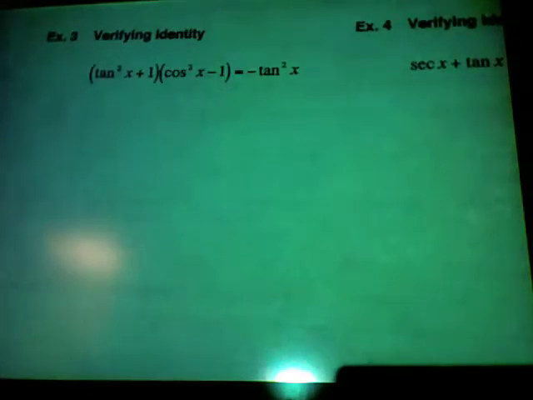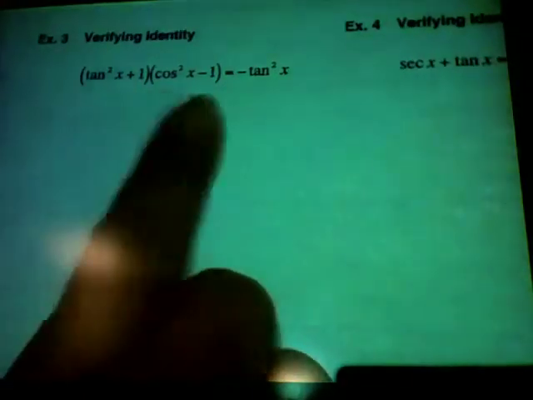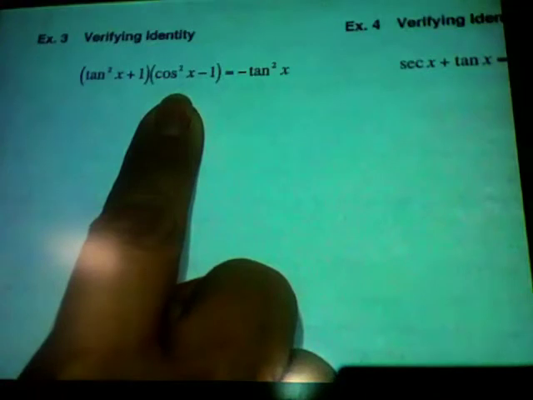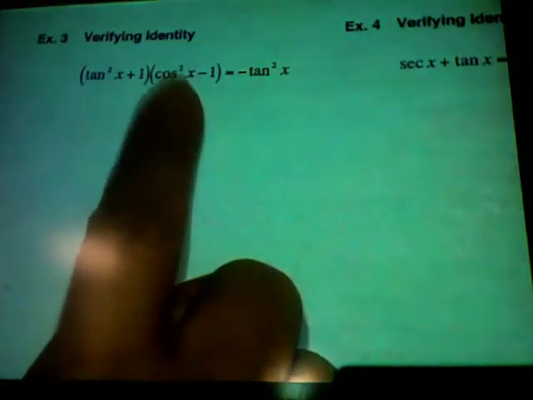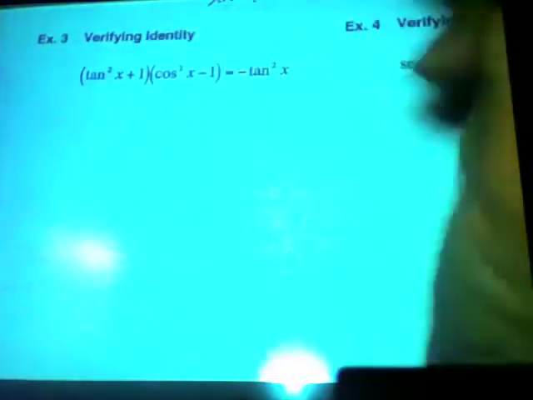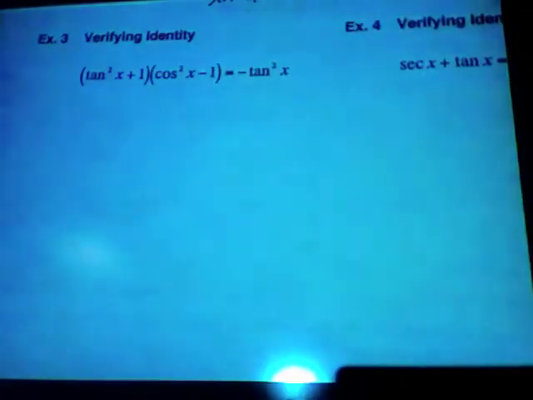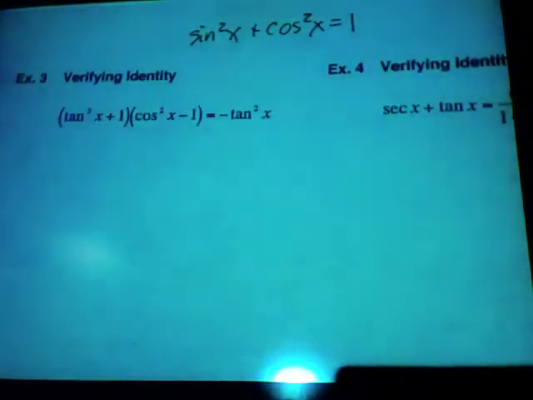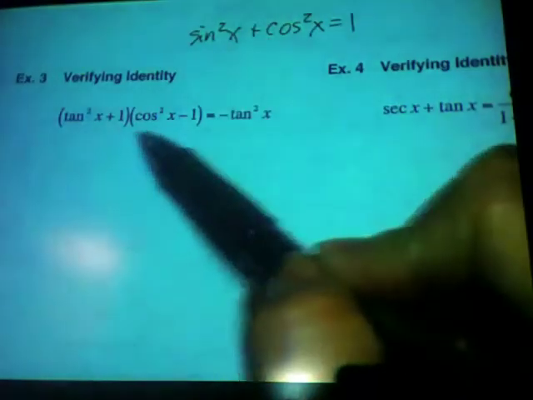Now we have a cosine squared x minus 1. And we have this. You've got to be careful with this one when you're switching it. So let's look at the original: sine squared of x plus cosine squared of x equals 1. That's the original, right? I want to make this look like this right here.